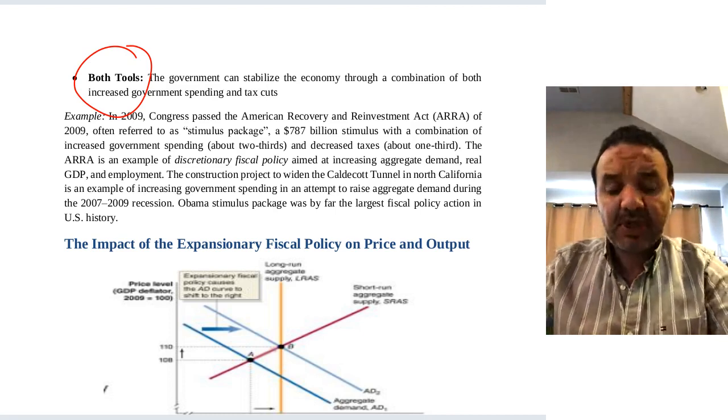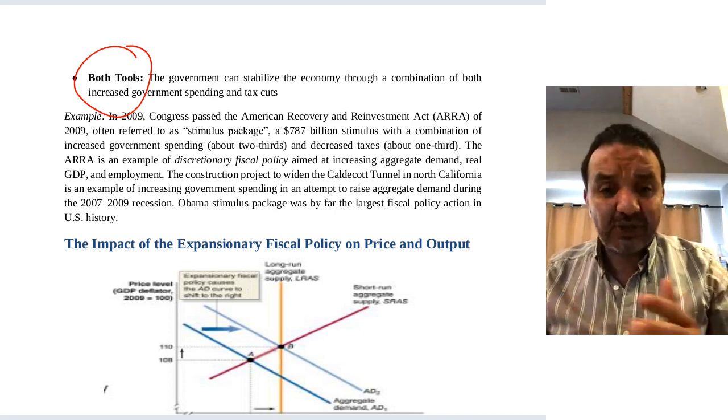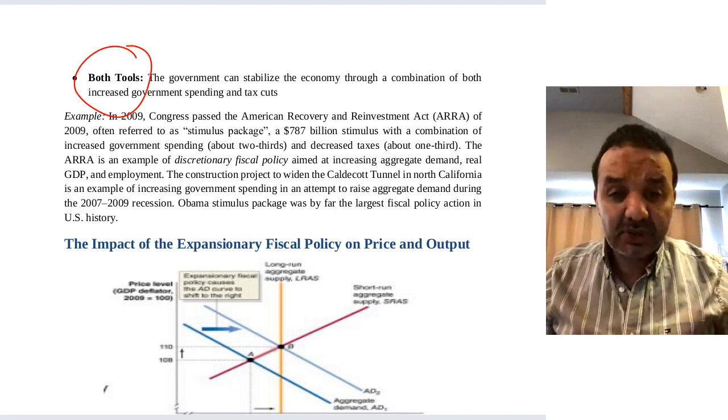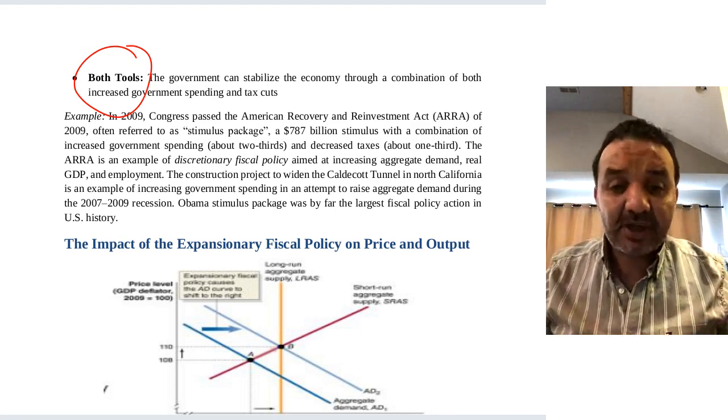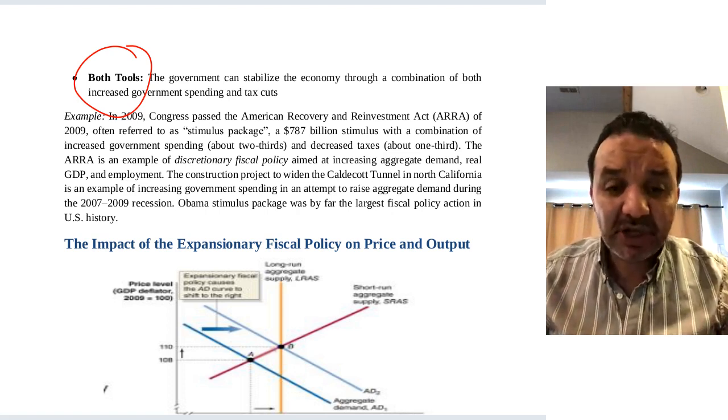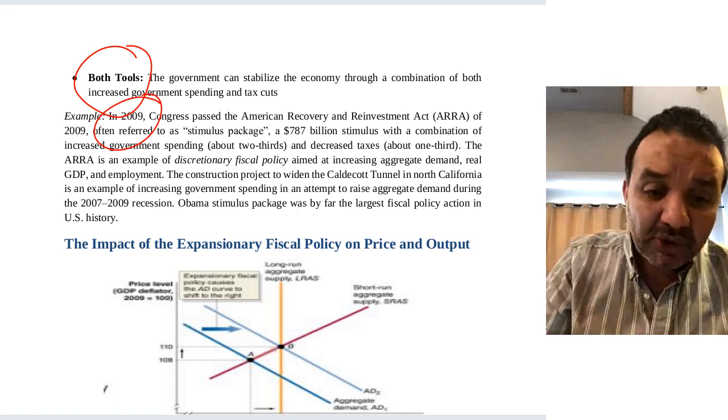So does the federal government have to use either cutting taxes or increasing spending? The answer is no. The federal government has the freedom to use both tools at the same time when the market is in a recession. And this is what happened also in 2009.